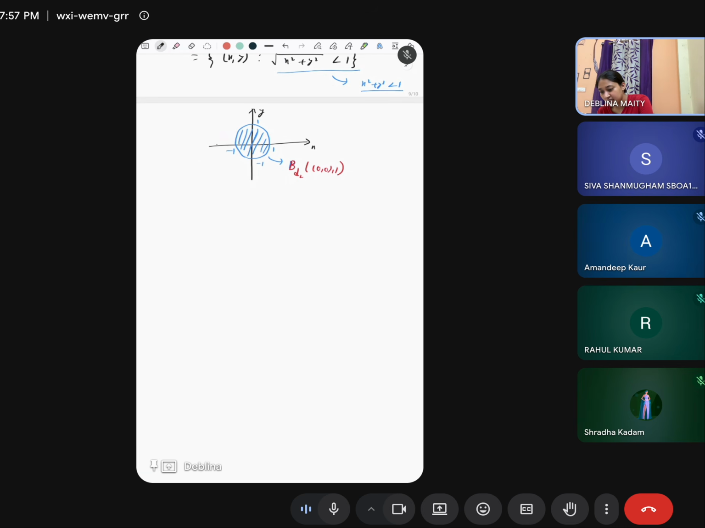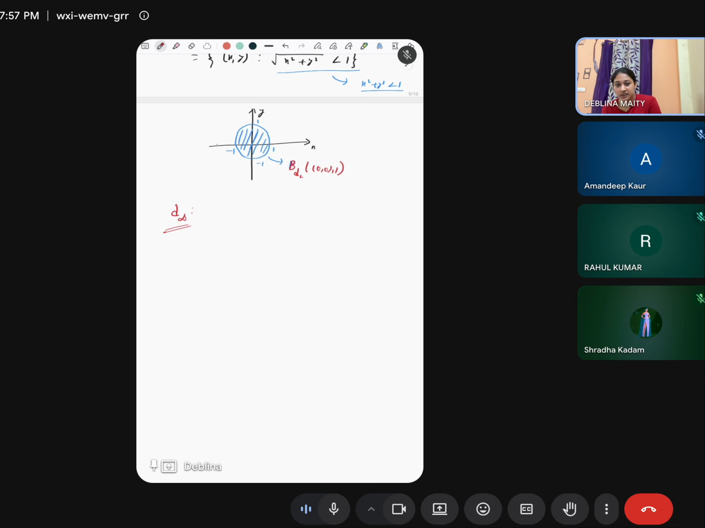So the next one is d infinity, which is defined by d infinity(x,y) is the maximum of mod x1 minus y1 and mod x2 minus y2, right? And you will see that this defines a metric. It will be a metric, right?